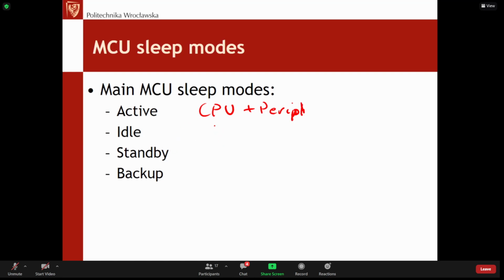Then if we switch off the CPU, we've got only peripherals running. Then we talk about the idle mode. Idle because the CPU is waiting for some event to happen, and until anything happens, it's not doing any operation. So this is really not that seldom.